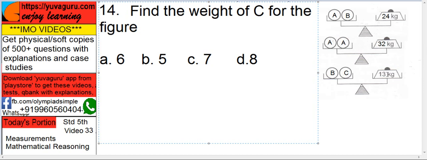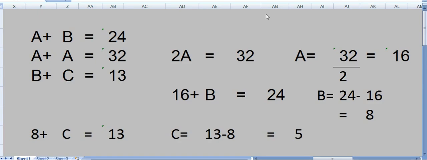So it's very simple now. Let's solve this. See here. A plus B equals 24. A plus A equals 32. B plus C equals 13. So which is easier to solve?